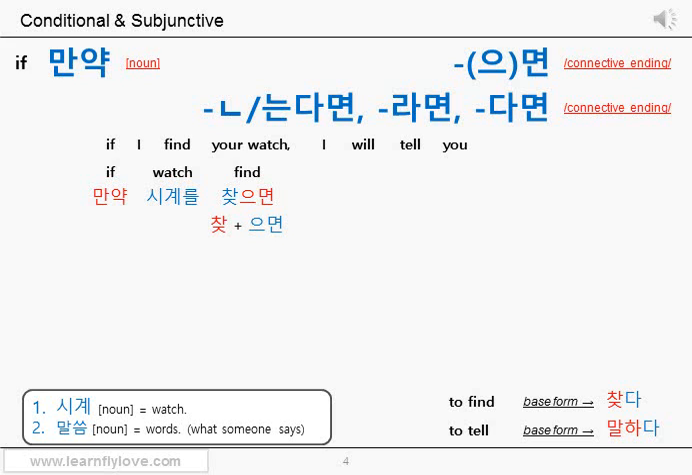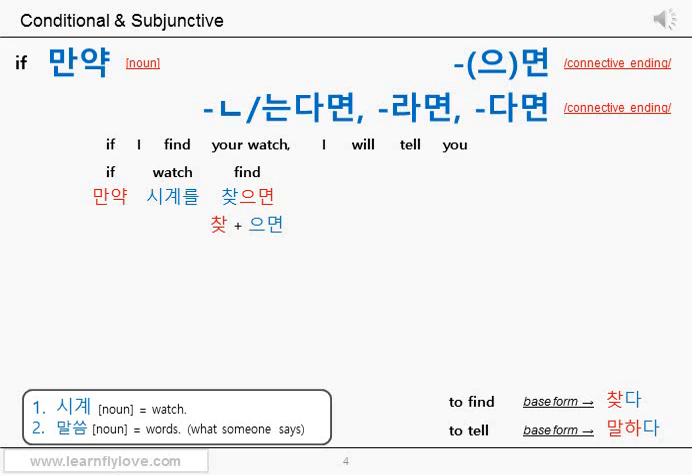찾으면. It's actually pronounced 찾으면. 만약 시계를 찾으면. If I found your watch. As we told you, 만약 is not something that actually corresponds to the English conjunction if.